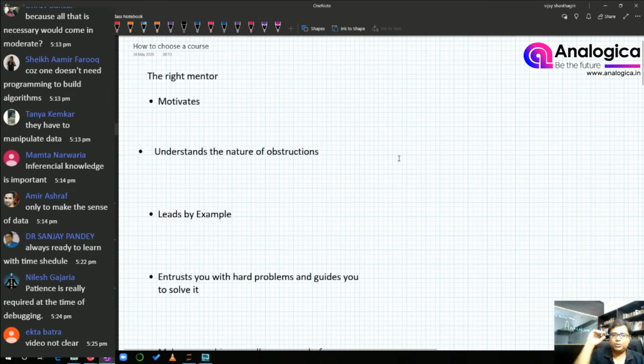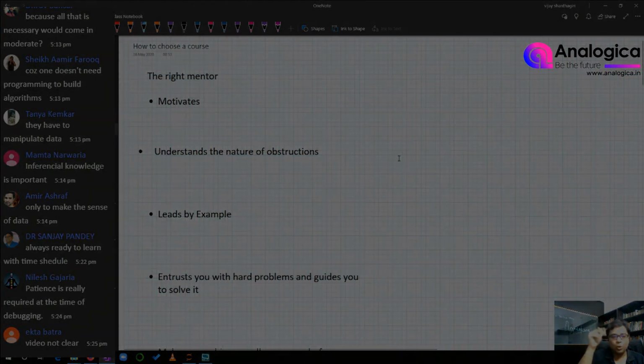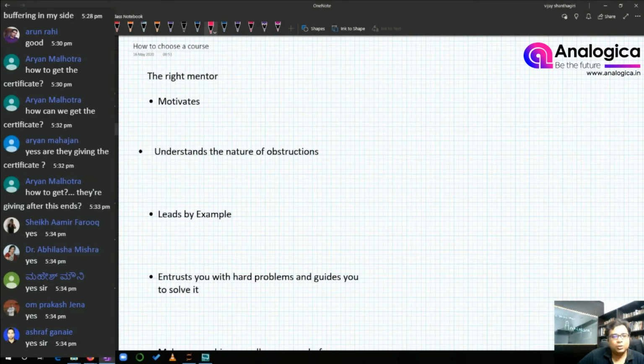Now, how to choose a course? It's very important to understand how to choose a course, right? So choosing a course for your transformation. Now, you don't choose a course, you choose a mentor. And the mentor has certain qualities that you would want to be aware of. The mentor should always be motivating, right? And should have the compassion to understand the nature of obstructions a person who's achieving a certain transition is facing, and leads by example, right?